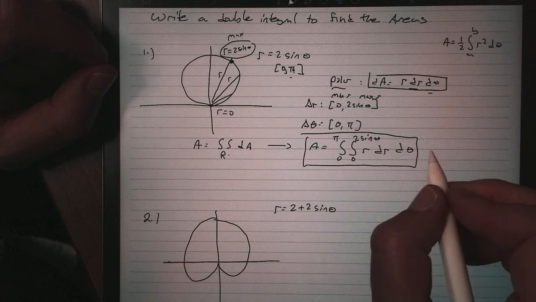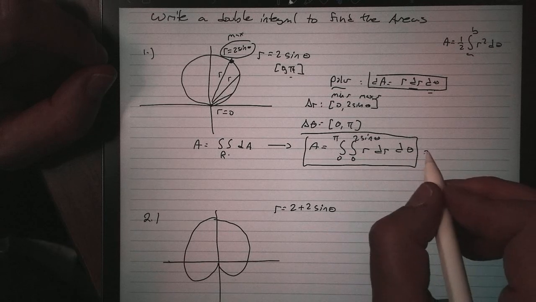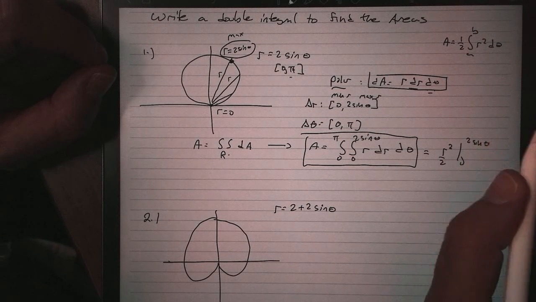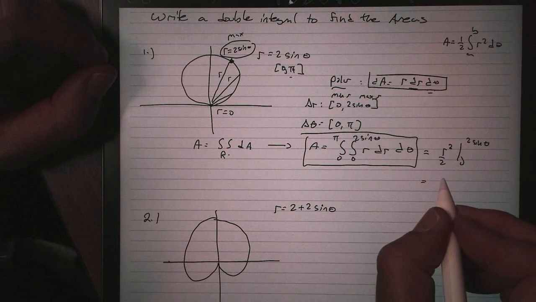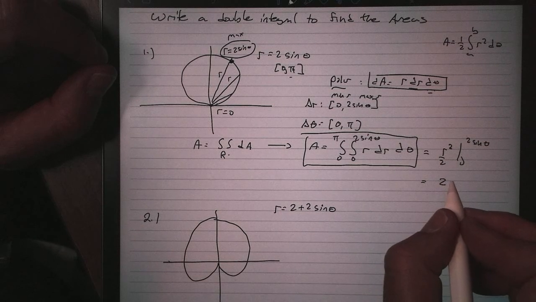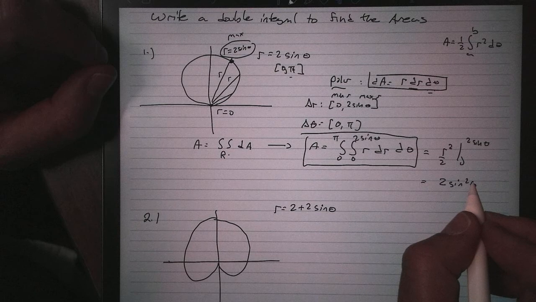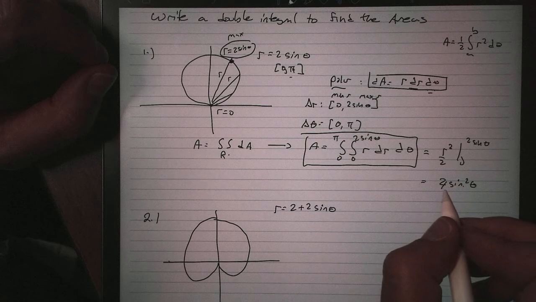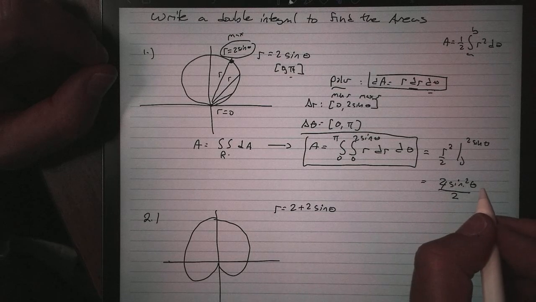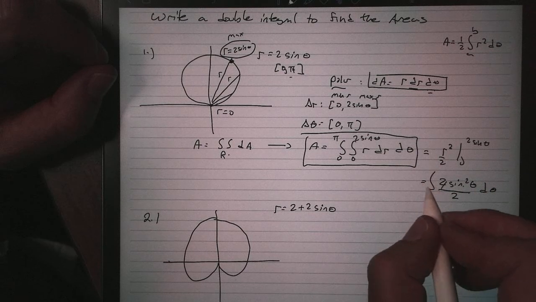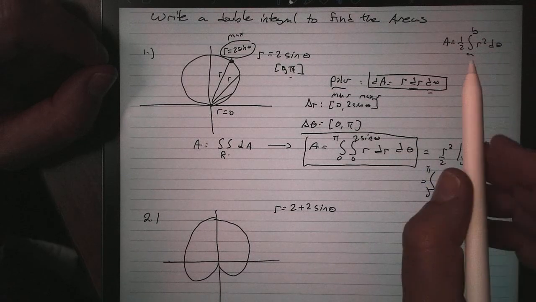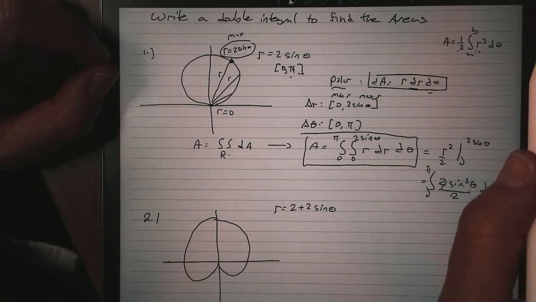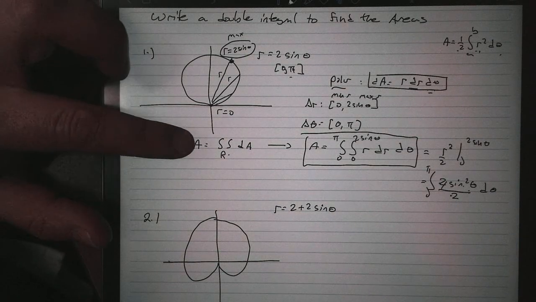Now what's really neat about this is, watch this. If I integrate just with respect to r, we're going to get r squared over 2 from 0 to 2 sine theta. And if we square that, we're going to get, whoops, sorry, I have to square that. That should be 4 sine squared theta over 2. And we're going to integrate that with d theta from 0 to pi. And if you notice, 1/2 r squared, 1/2 r squared, so we actually do get the exact same formula.